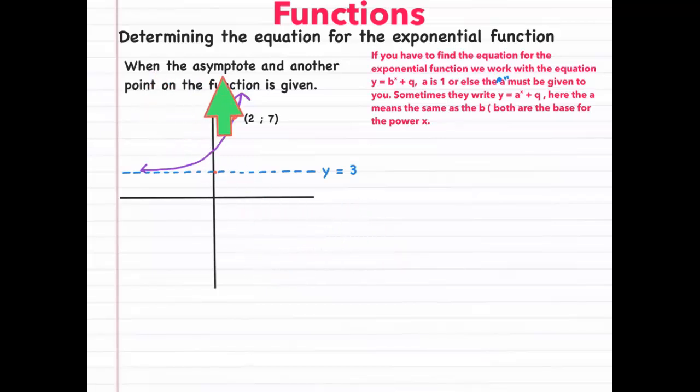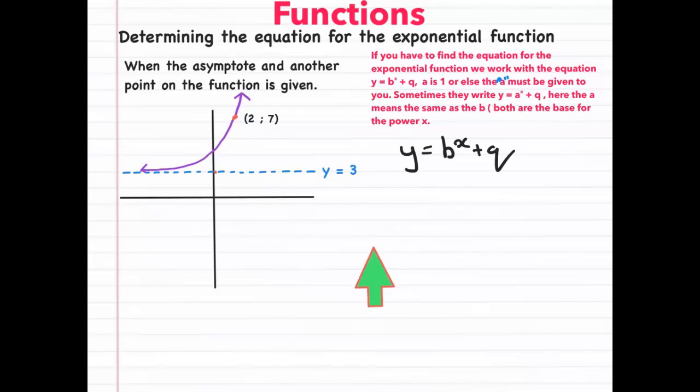So here, when the asymptote and another point on the function is given. Now, first of all, we are given an exponential function. We know that is an exponential function. So what do we do? We simply write here our equation. So we know that we are going to work with y equals b to the power of x plus q. Now why don't I put in the a? Because if a was any other value, they had to give it to you. Okay, and here they don't. So I know that the a is just a 1.